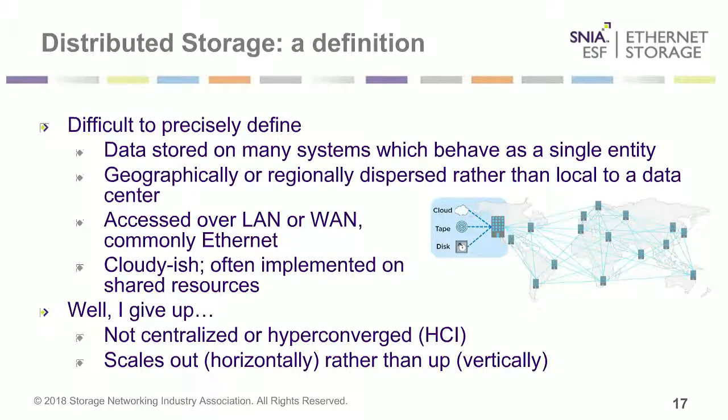So the data is generally stored on many systems which look like a single entity. So we're building things in parts and then pulling them together and making them look like a single entity from the end point of the application or the user, from their perspective. Very often it's geographically or regionally dispersed rather than local to a data center. So it actually lives across geographies. It can be accessed over a LAN or, more typically, a WAN, and it's commonly Ethernet based. So these things tend to live in disparate places, brought together, and look cloudy-ish.